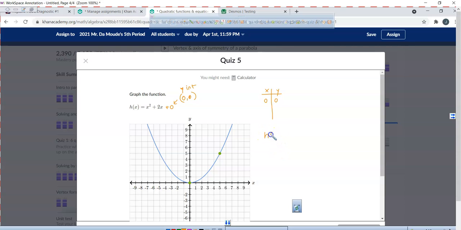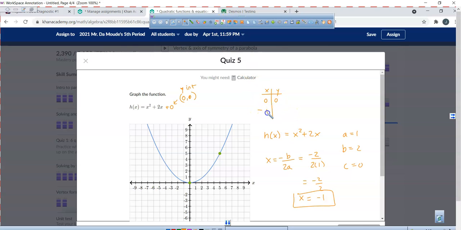So here we go. I'm going to use the same method, so maybe this time it'll make even more sense. Right here, my A value is 1, my B value is 2, and my C value is 0. So I'm going to find the axis of symmetry doing negative B over 2A. My B value is 2, so I'll put negative 2 over 2 times 1, which is negative 2 over 2. So my axis of symmetry is at x equals negative 1. All right, that's how I find my axis of symmetry.